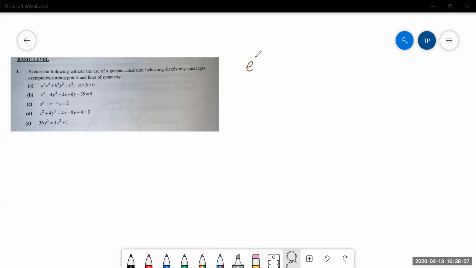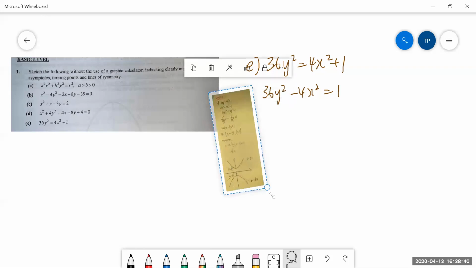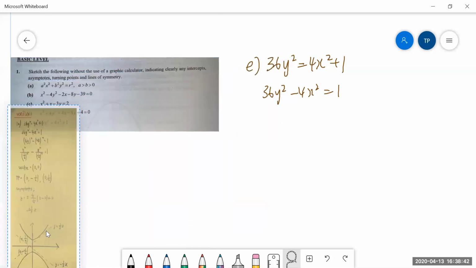Okay, anyway, part E, right? Yeah. So what I was mentioning on WhatsApp earlier was to bring everything over, bring the x and y terms to the other side. So you have 36y squared minus 4x squared equals 1. I saw that you did something like that. Okay, maybe we can drag yours in. So this was what you did.